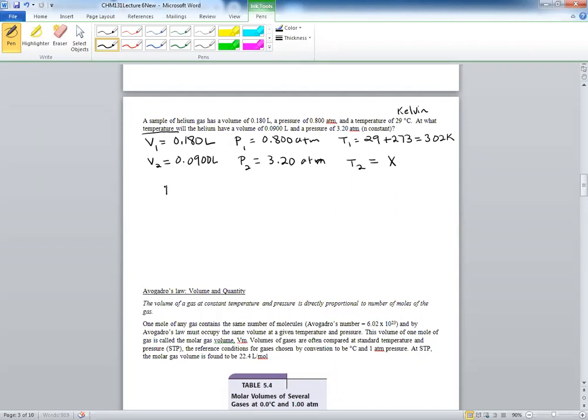So to set up your equation would be P1 V1 over T1 equals P2 V2 over T2. Again, we're looking for T2 right here. So we'll make that in red so you can see what we have to do. So you need to cross multiply, meaning take T1 times P2 V2 and then T2 times P1 V1.